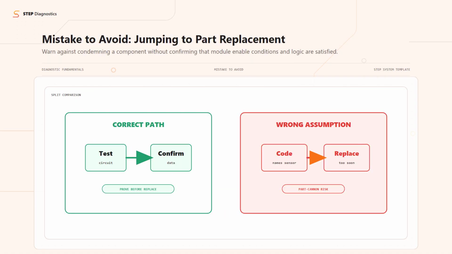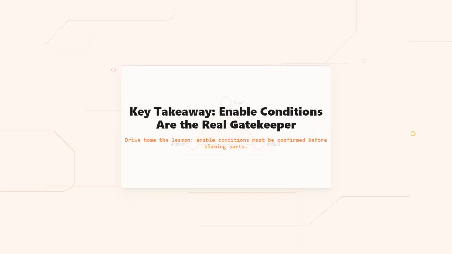Never assume that a code is a verdict on a component. If you replace a sensor without verifying enable paths and monitor prerequisites, you may miss a circuit, module, or condition issue, leading to a repeat failure and wasted effort. Every diagnostic path should start with confirming module enable conditions and matching data. This ensures that your tests, scan data, and replacements are based on real proof, not an assumption.